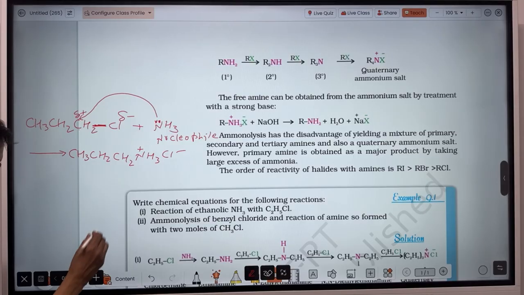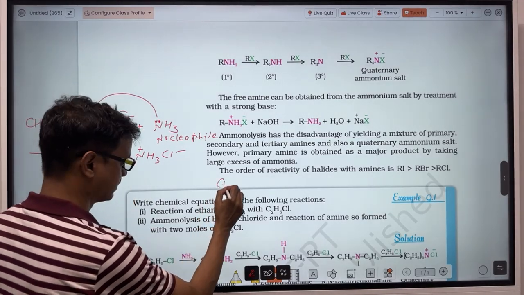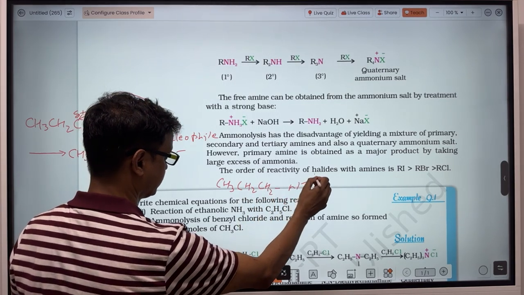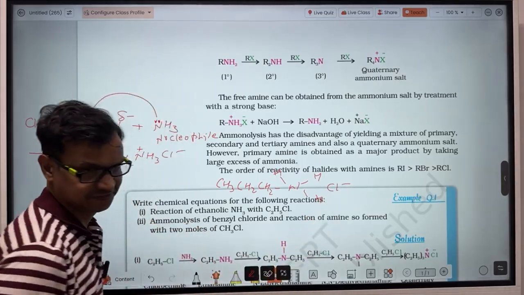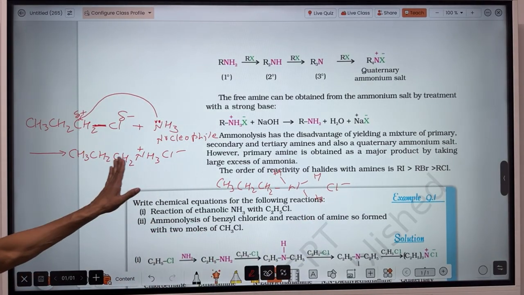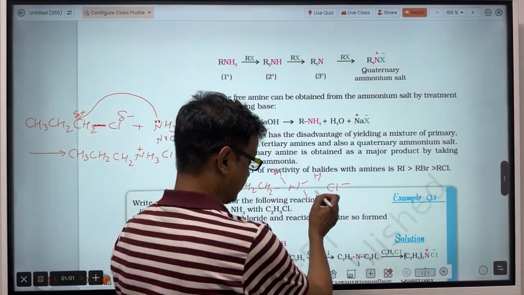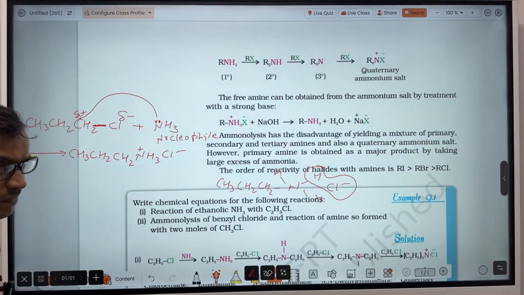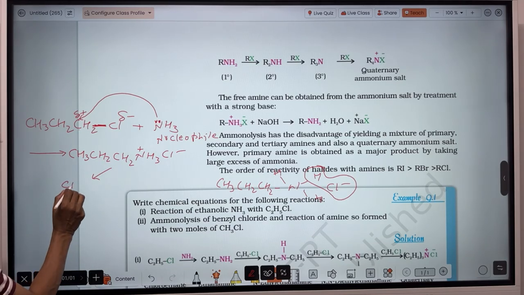The structure here is, then after, I am elaborating this structure. This structure is like this, and Cl minus, like this one. This structure I have drawn here in the expanded form. So any one of the hydrogens will combine with this halogen and form HCl, and as a result there will be formation of primary amine.